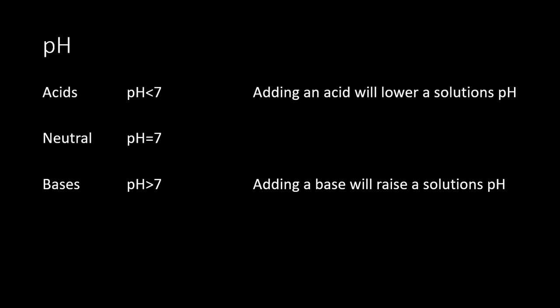And there are three main regions. If the pH value is below 7, that means you're dealing with an acid or an acidic solution. If your pH equals 7, then that solution is neutral. And if you're working with a solution where the pH is above 7, that is either a base or a basic solution. Essentially, when you add an acid to a solution, that acid will lower the pH of that solution, make it more acidic. Whereas if you add a base to a solution, that will raise the pH of that solution, making it more basic.